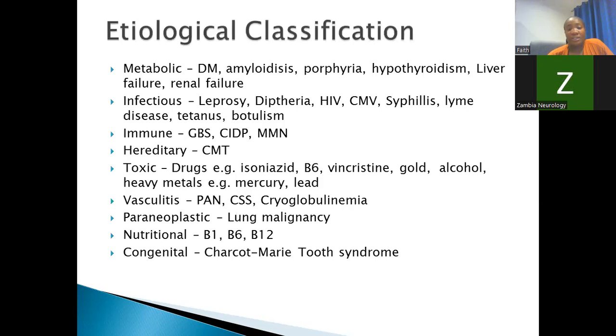And then in terms of etiological classification, there's quite a number of causes of peripheral neuropathy. This slide just lists some of the common ones, classified as whether they're metabolic, infectious, autoimmune, hereditary, or exposure to toxins. It could also be a vasculitis or paraneoplastic manifestation, especially for lung malignancy, but other malignancies as well, like multiple myeloma and other hematological malignancies, have a tendency to cause peripheral neuropathy. And it could also be nutritional as well.